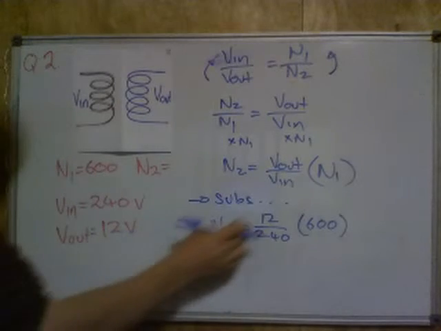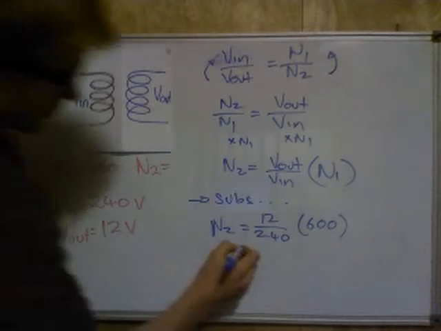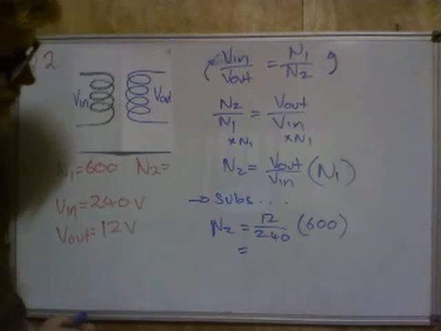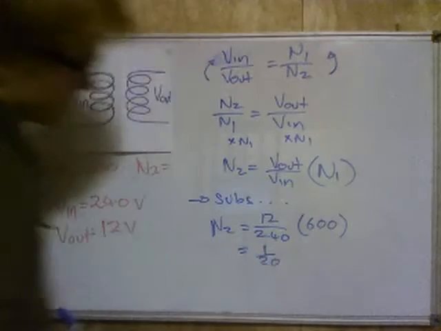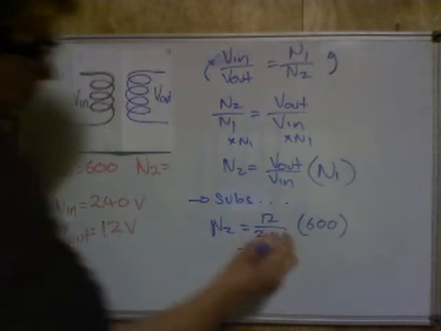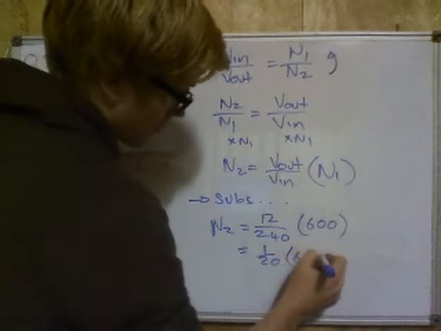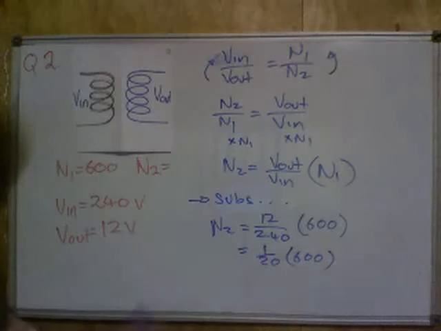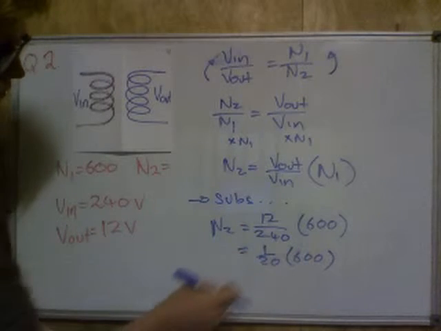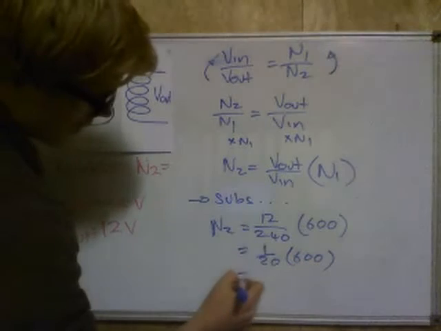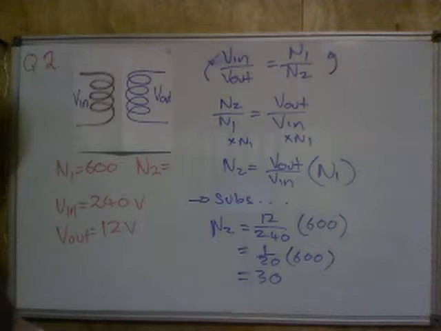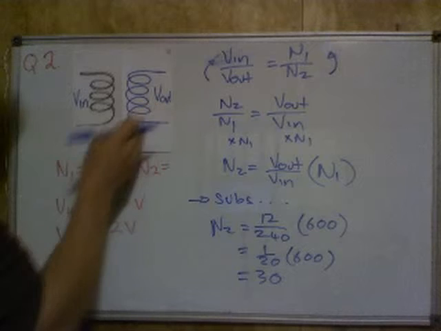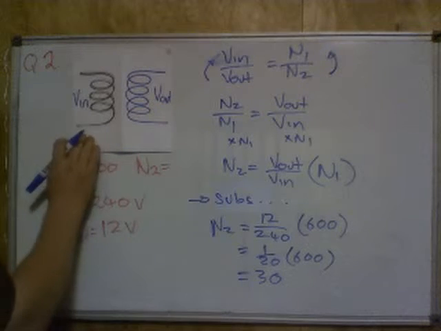So 12 divided by 240, what's that equal to? That's equal to 1 over 20, times 600, and 600 divided by 20 gives us 30. So we need to have 30 turns on the second side. We'll have 600 turns here, we'll have 30 here.